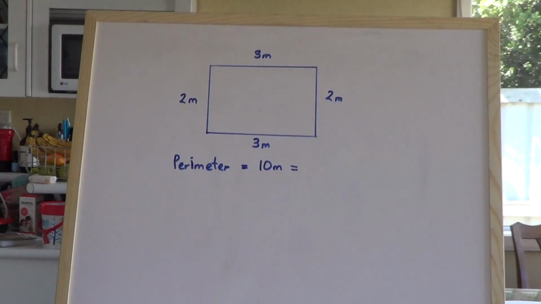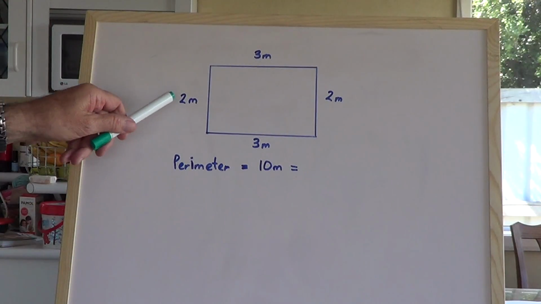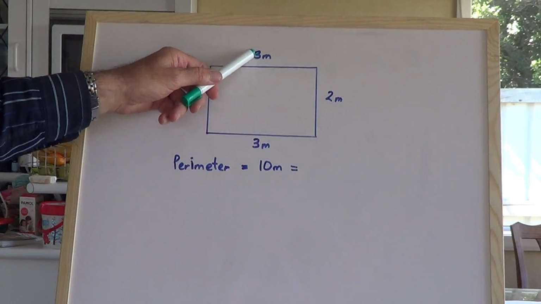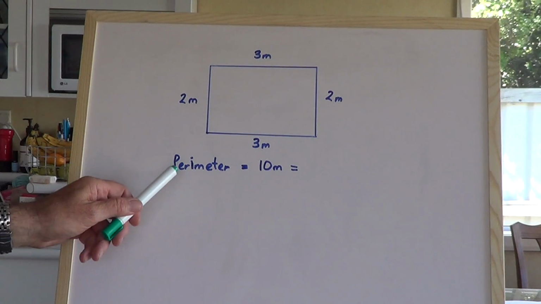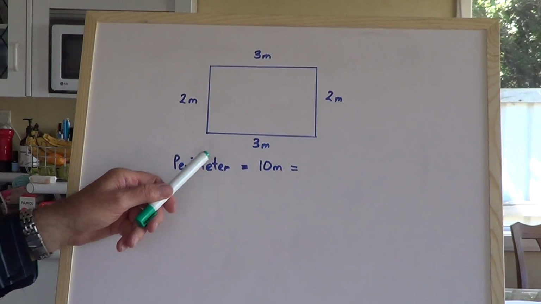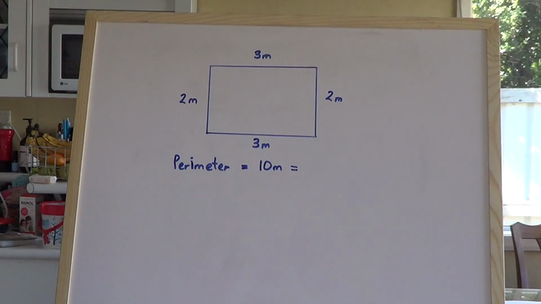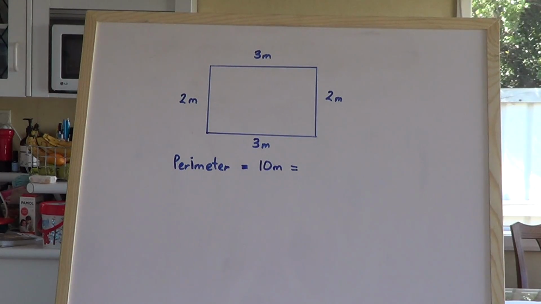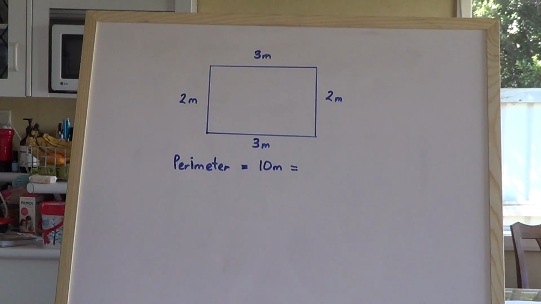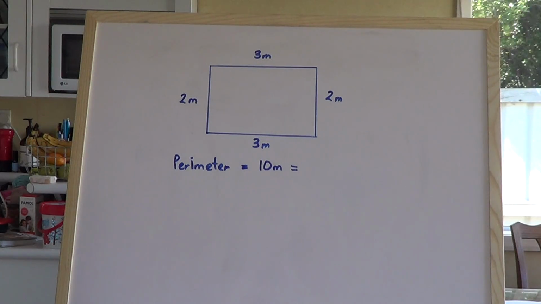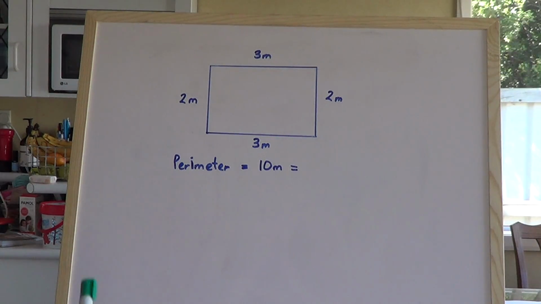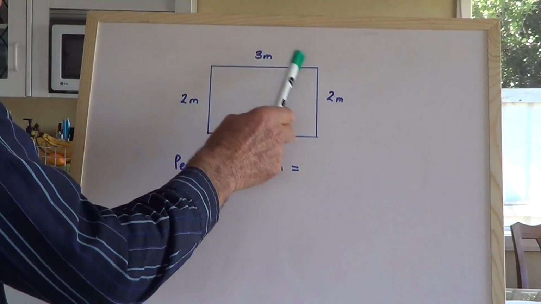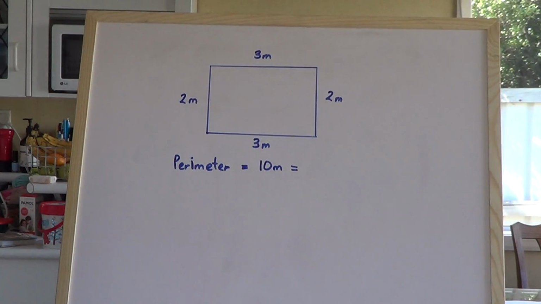Here is the original question. Now notice how I put 2 meters, 2 meters, 3 meters and 3 meters here, and we know the perimeter of this figure is 10 meters. Now this is what I ask the class to do. I say to them, now you found the perimeter by using Peri. Can you find the perimeter by just using these numbers here without using Peri at all?